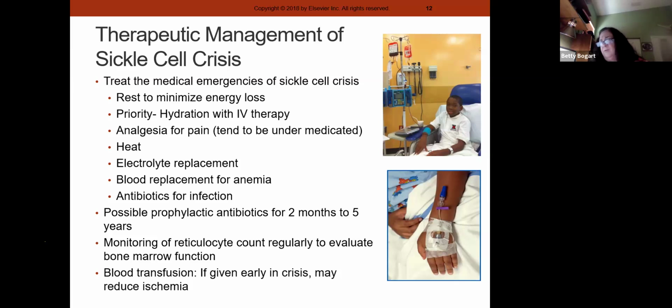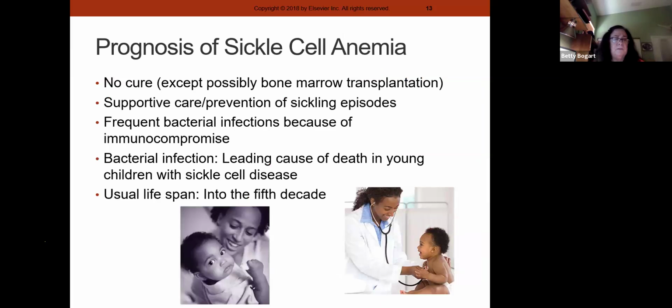Yes, we'll be doing retic counts. We want to see if they're making any blood by themselves and what does it look like. And of course, blood transfusions will be given. Now, blood transfusion replaces that oxygen right away and gives them what they need to get that energy back. So that's why we give it, and that's for the ischemia.